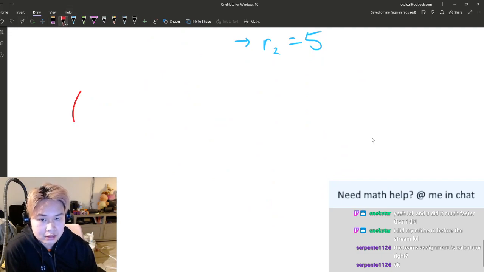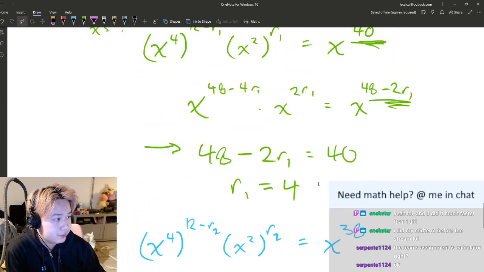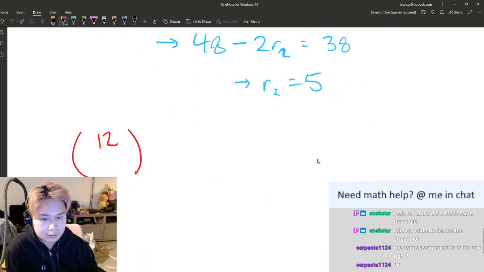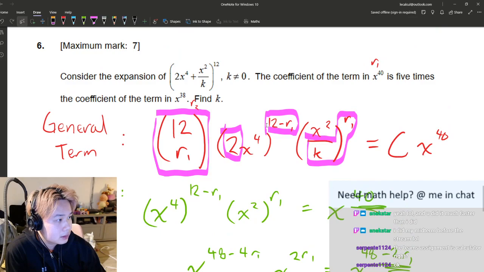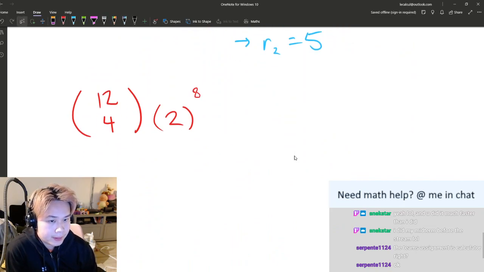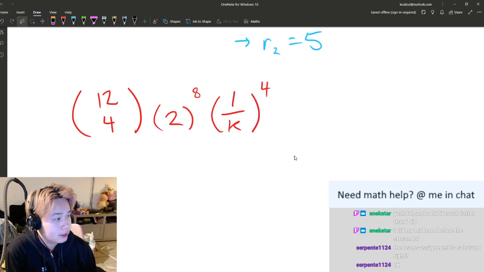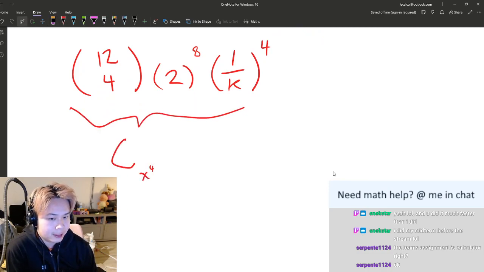So in other words, 12C r1, which is 4, times 2 to the power of 12 minus r1, which is again 4. So 12 minus 4 is 8. Multiplied by 1 over k to the power of 4. So this is the coefficient for x to the power of 40.